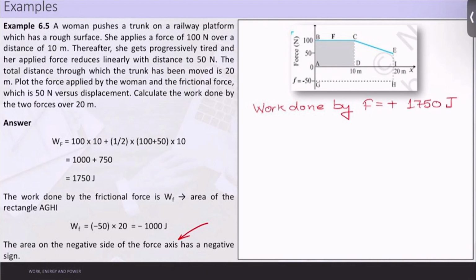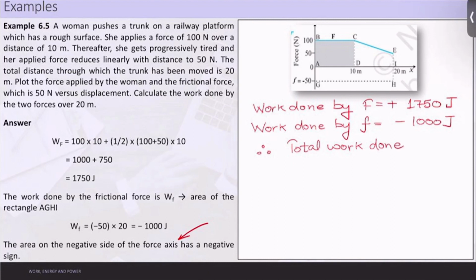Okay, and work done by small f is minus 1000 joules. Therefore, total work done is equal to 1750 minus 1000, which is equal to 750 joules. Okay, so that's how you can solve this question.